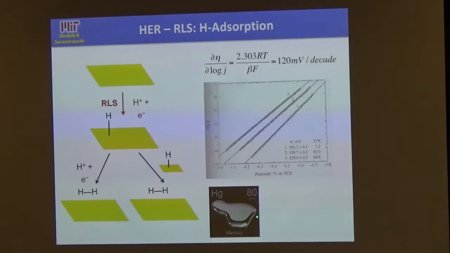This happens to be mercury. And mercury gives this exact behavior. For rate limiting, the initial step of putting an electron and proton on the surface is rate limiting. And that rate limiting step gives rise to this very, very well behaved slope that's essentially exactly the same as what you predict from this very, very basic analysis.